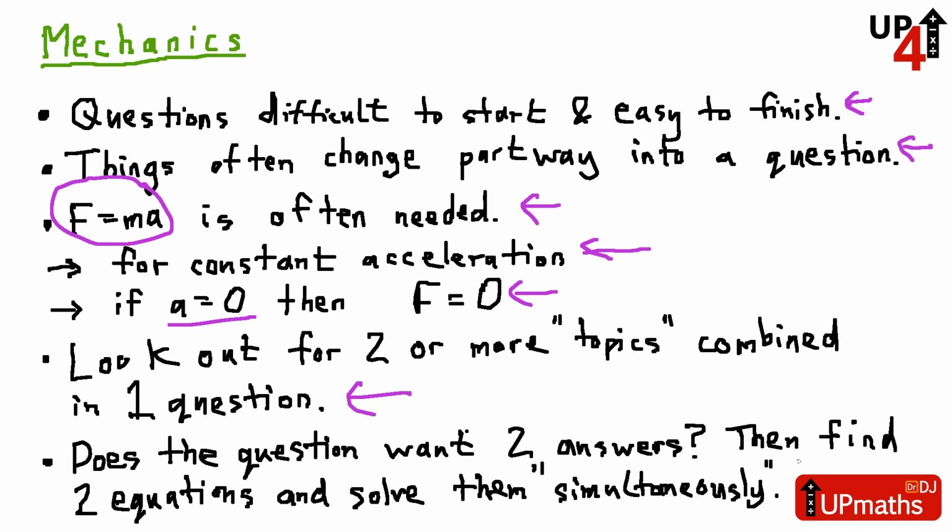Finally, and this is probably the most useful thing I tell all my students, and this is what they tell me is most useful, and I see it's the most useful in how they then perform: is the question looking for 2 answers? Then find 2 equations and solve them simultaneously. What if it's looking for 3 answers? Well, then find 3 equations and solve them simultaneously, which is kind of less common. What if it just wants 1 answer? Then you probably just need 1 equation.